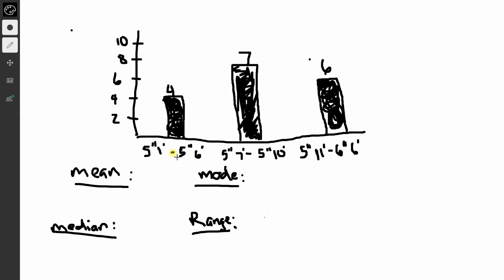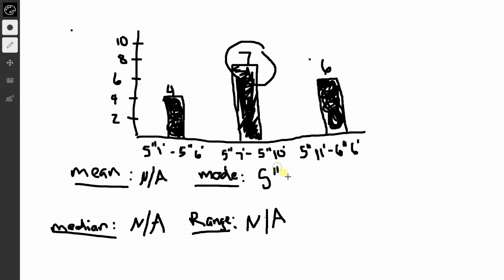And therefore, since we know it's categorical data, we know that out of the 4 answers, 3 of them are not going to apply to our data set, which leaves us with only one answer. We're going to need to find the mode. We can just look here and find that 5 feet and 7 inches to 5 feet and 10 inches was the most common of our data set.